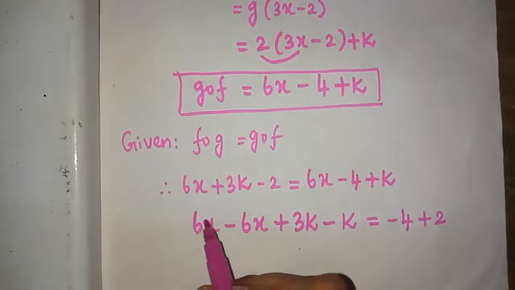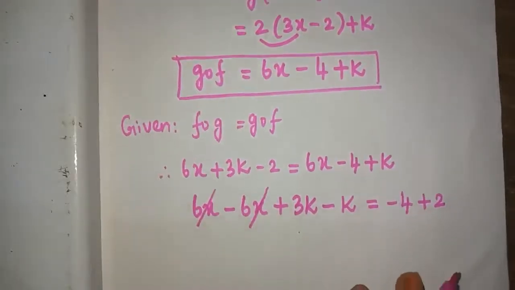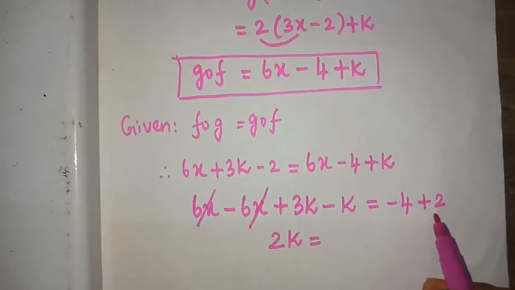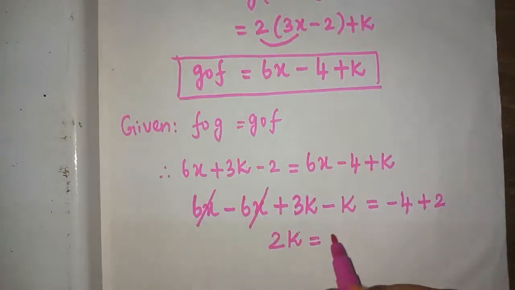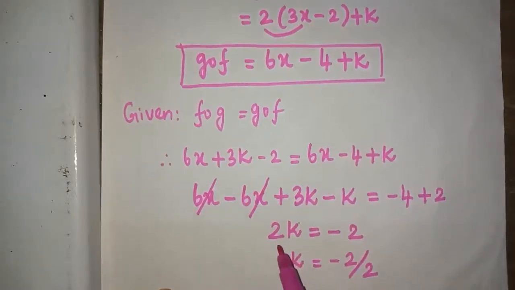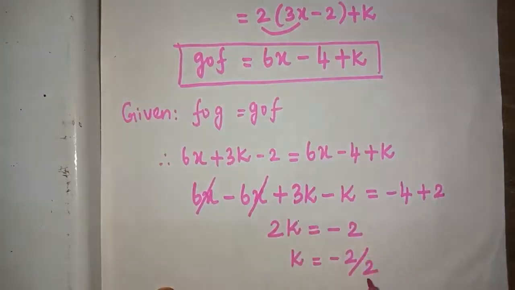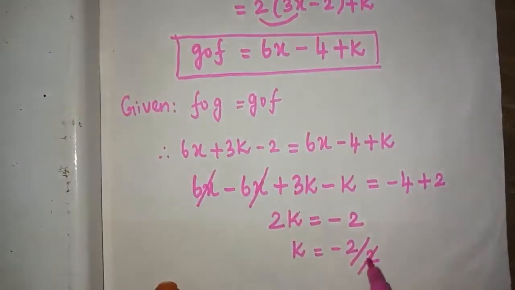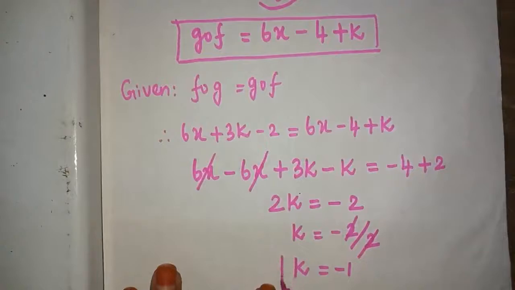So plus 6x and minus 6x get cancelled, and 3k minus k is nothing but 2k, which is equal to minus 4 plus 2, which is equal to minus 2, because the bigger number has the negative sign. So k is equal to minus 2 divided by 2. Here 2 is a multiple of k. So if you take it to this side, it will become divide. So 2 gets cancelled. So k is equal to minus 1. That's all. Now we have found the value of k.